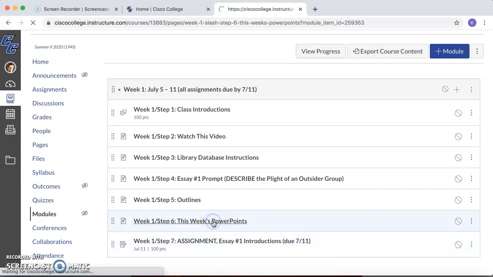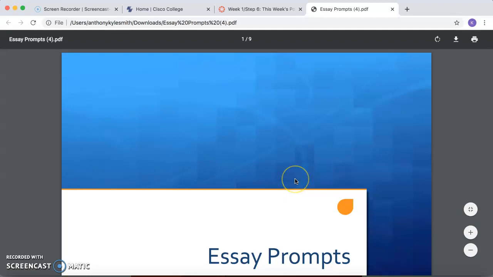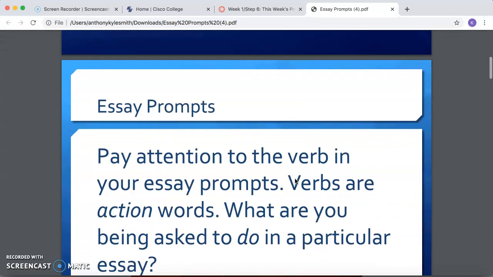But let's go in here. This PowerPoint, it's actually a PDF that I've converted, is about essay introductions. So how to introduce your essays. And this one is about essay prompts and how, in particular, you guys need to pay attention to the verb or the action word in the prompt to make sure that you're doing that in your essays. I can get this to open. There we go. Okay, so essay prompts.